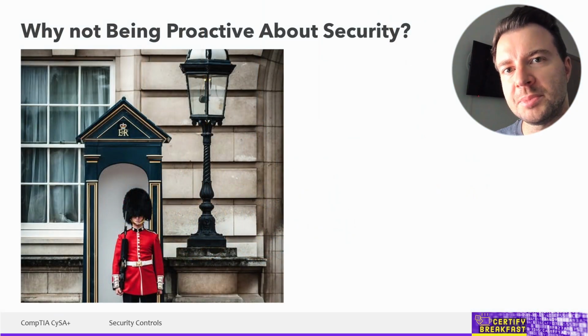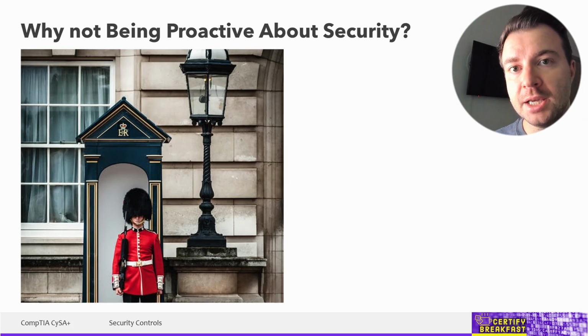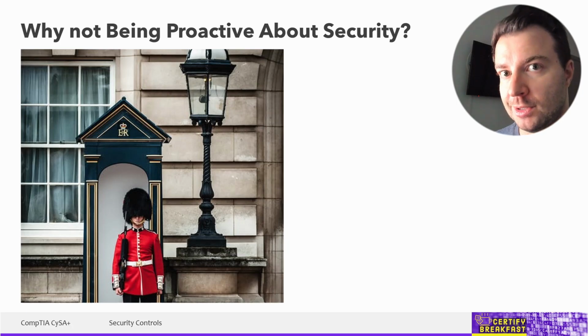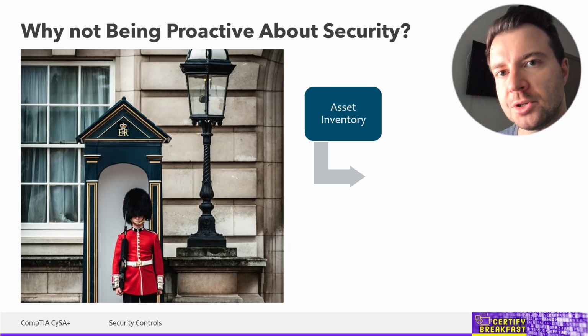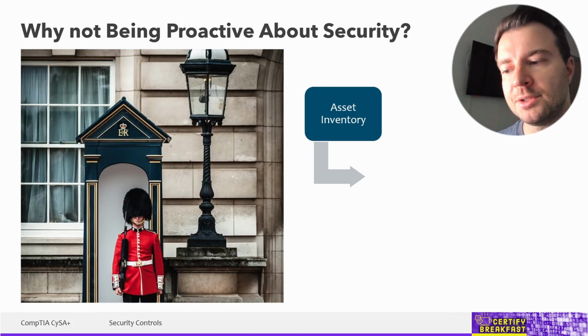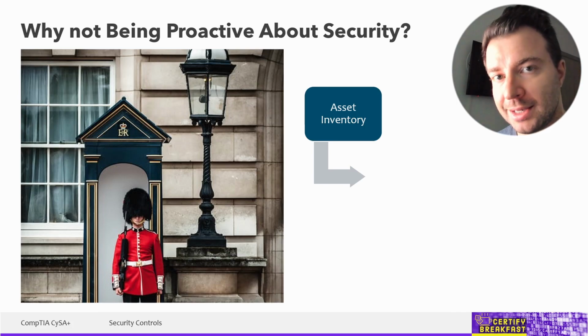So the bottom line would be, for once, let's just try being proactive about security. Let's not wait for things to happen before we take action. But unfortunately, there are just so many unknowns that this is going to be a very tough mission. And for this, we're going to take a structured approach. And the first step in this structured approach would be to have a well-defined asset inventory and classification.